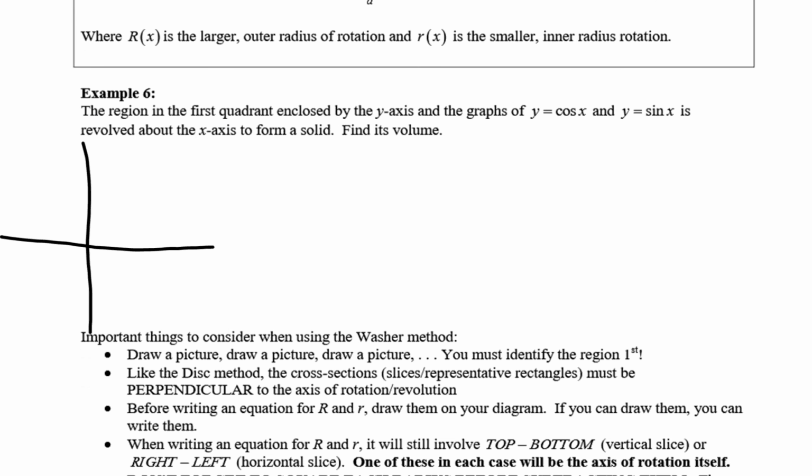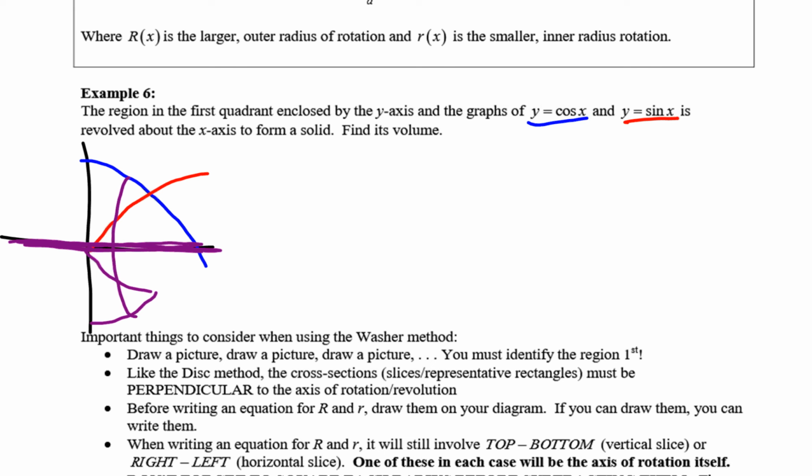All right, so let's just do another one like that. We have the graph of cosine. That would look something like that. And then we have sine, something like that. We're talking about the first quadrant. It's revolved around, this time, the x-axis. So if we took this shape, we would make these nice little washer slices.